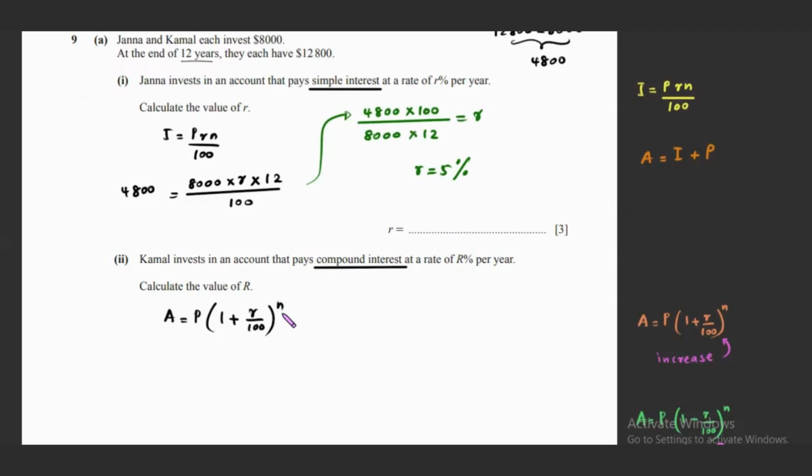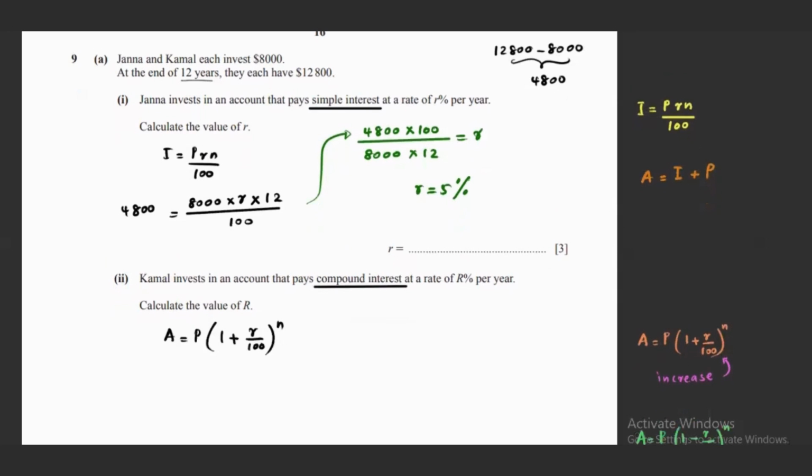I'm going to substitute the values. So A is the amount, the final amount. P is the amount invested, which is 8,000. A is the final amount that is already known to us, which is this 12,800. So it will be 12,800 is equal to 8,000 times 1 plus the rate we are supposed to find, but in this case, it's going to be this uppercase letter R over 100, and the value of n is 12.